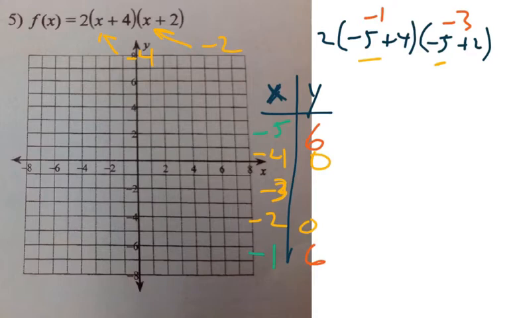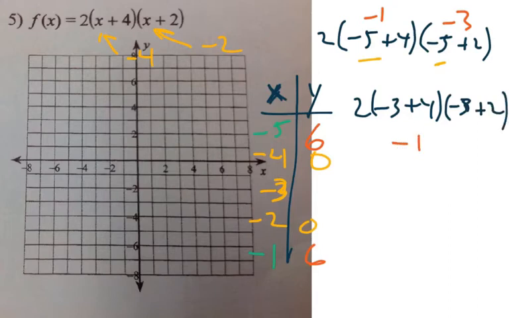Finally, I'm going to do my negative 3. So 2 parentheses negative 3. That's, by the way, my vertex as well. It's the middle point, right? Negative 3 plus 4 is negative 1. Negative 3 plus 2 is negative 1. Times together with 2 is positive 2. Unless I made a mistake. Ooh, no, that's positive 1. Ooh, almost. So it's negative 2. That makes better sense. So again, guys, sorry. Negative 3 plus 4 is positive 1. Negative 3 plus 2 is negative 1. Times together is negative 2.